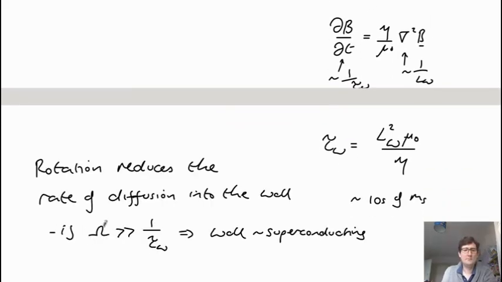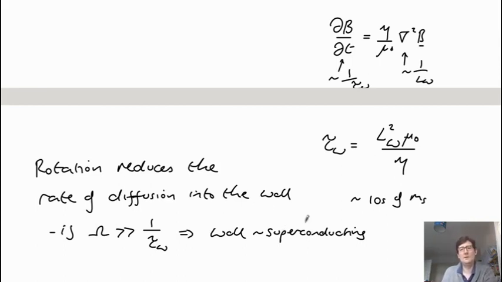So here I've put rotation rate, omega is the rotation rate of the plasma, and this is the timescale, so 1 over the timescale. So this is like a frequency. If you're spinning very quickly, then the wall appears to be superconducting, or approximately superconducting.